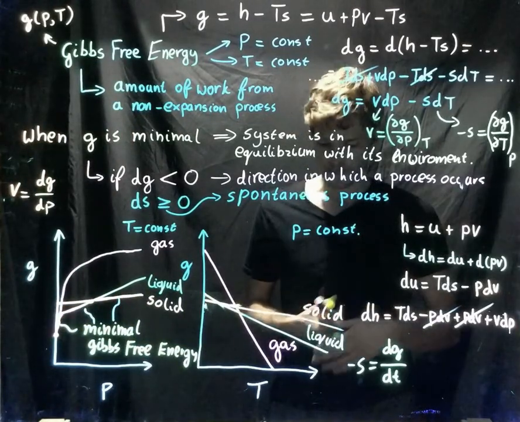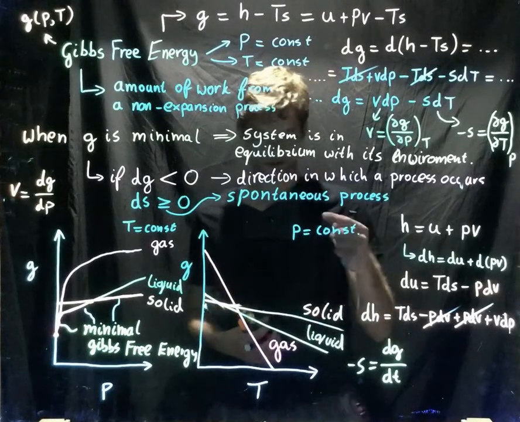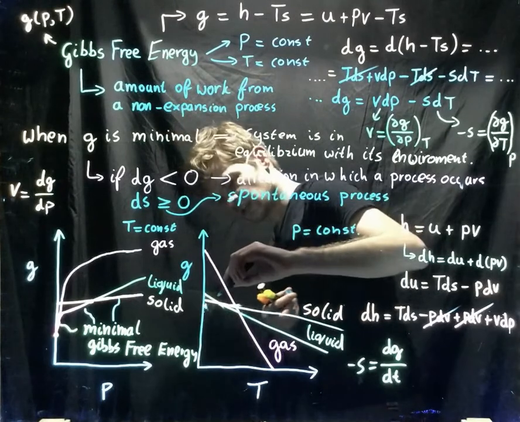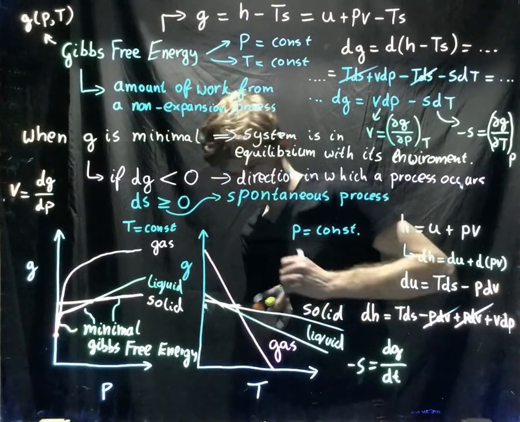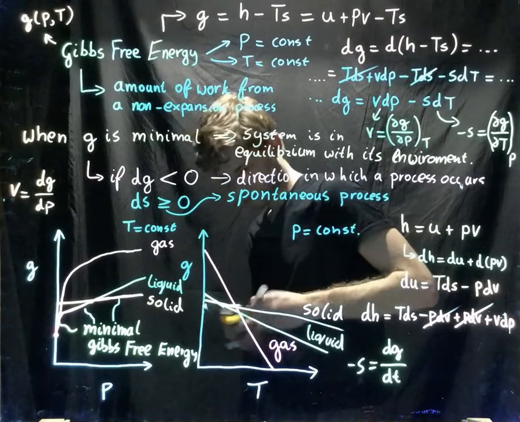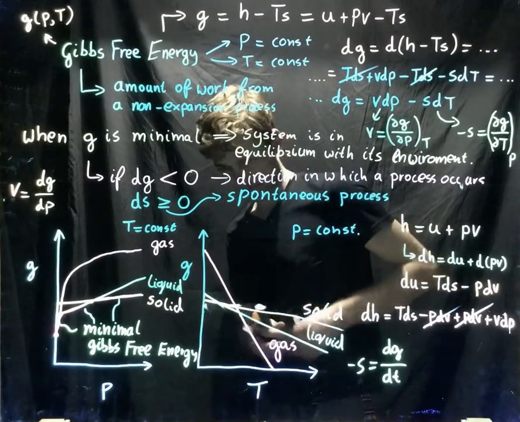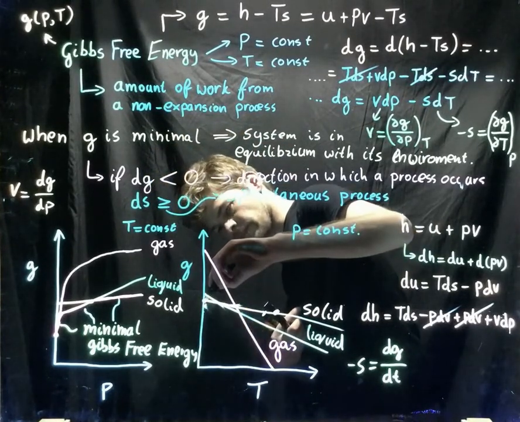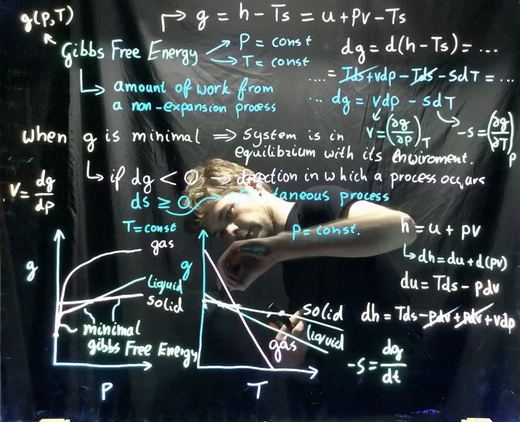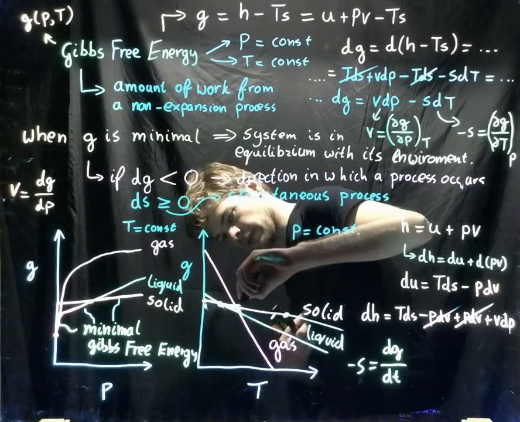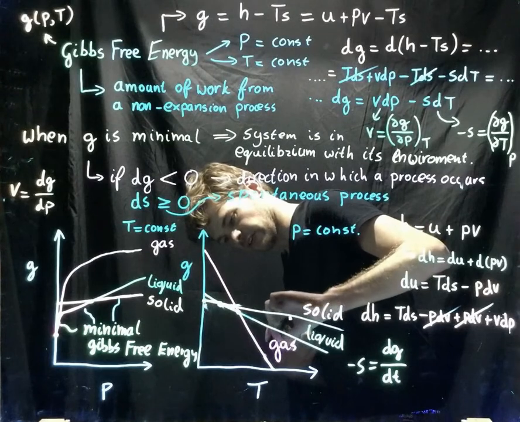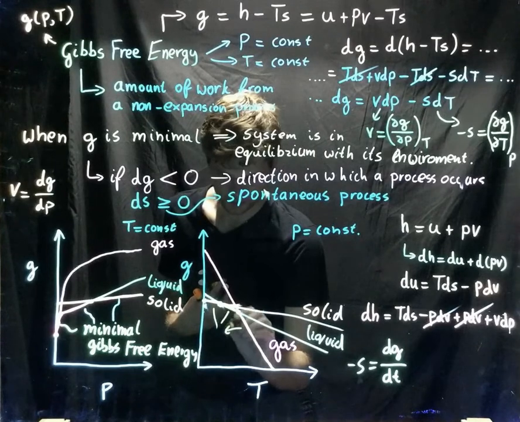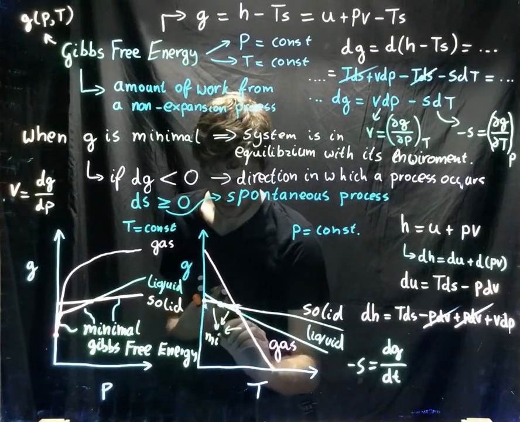Well, something similar will happen for constant pressure. So if I increase my temperature, first the lowest amount of Gibbs free energy is for a solid. So when increasing temperature, it will become a liquid. From there it will become a gas, and then it will remain a gas for the rest of the time. So over here, there and there, we've got the minimal Gibbs free energy.